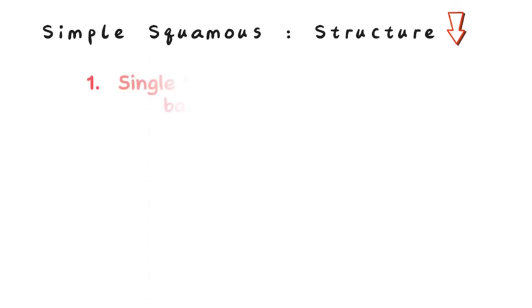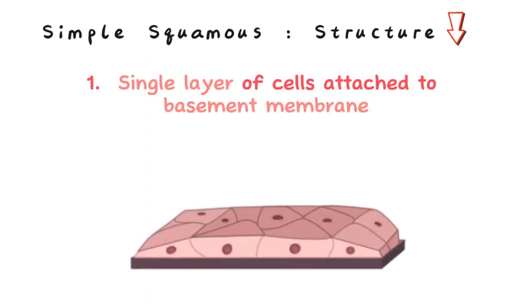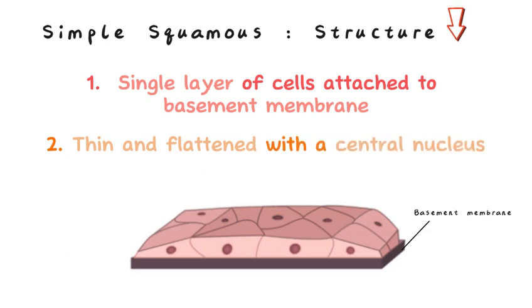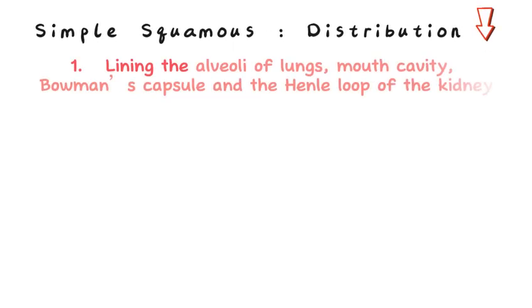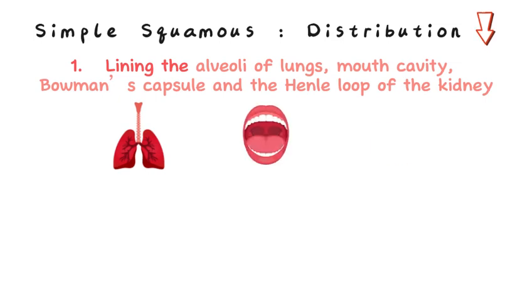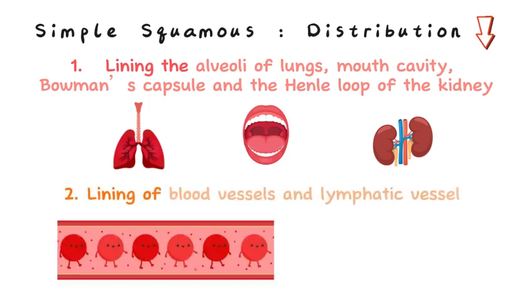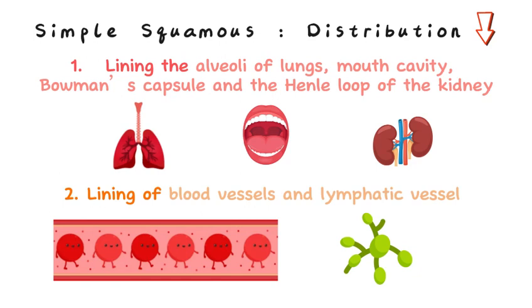The simple squamous epithelial cell is a single layer of cells attached to a basement membrane. It is also thin and flattened with a central nucleus. The simple squamous can be found on the lining of the alveolus, the mouth cavity, the Bowman's capsule, and the loop of Henle of the kidney. It can also be found on the lining of blood vessels and lymphatic vessels.